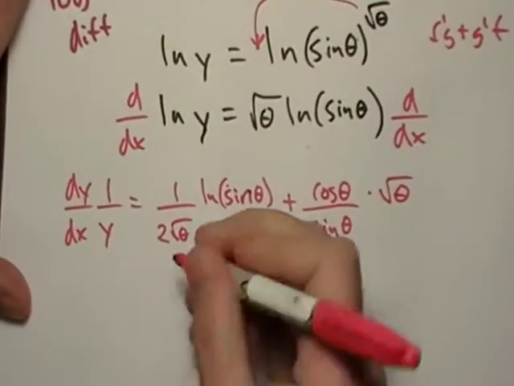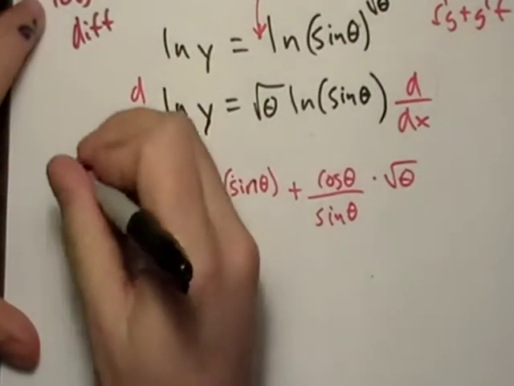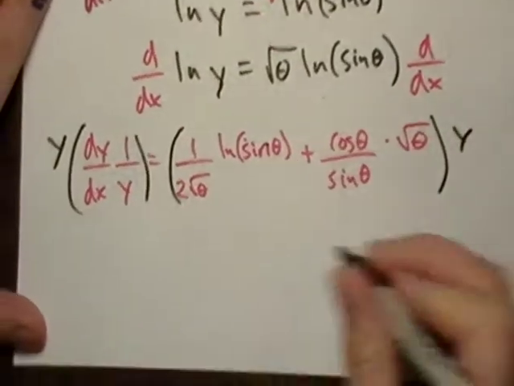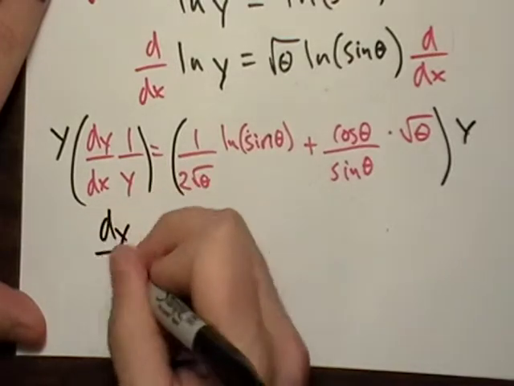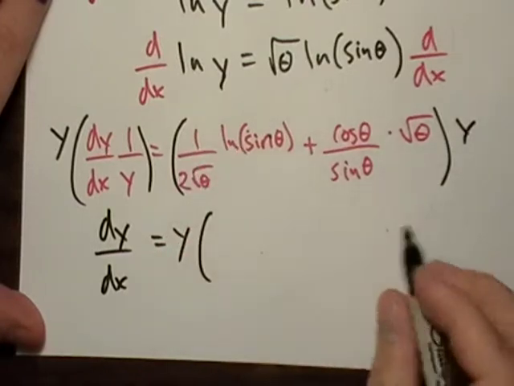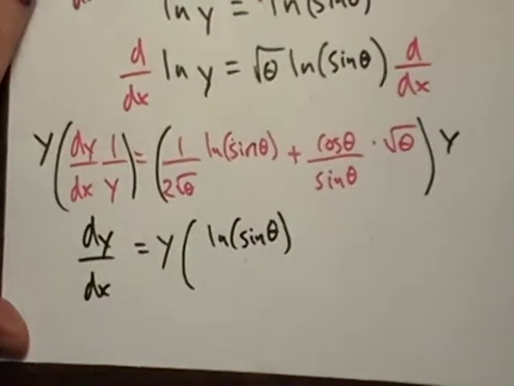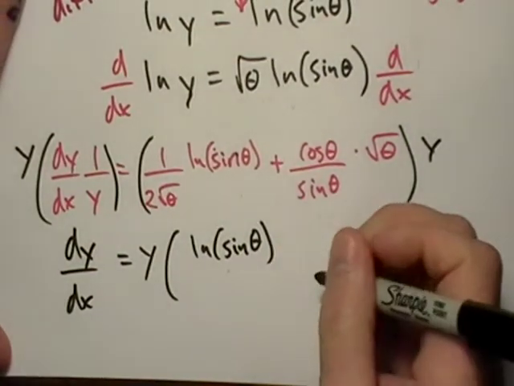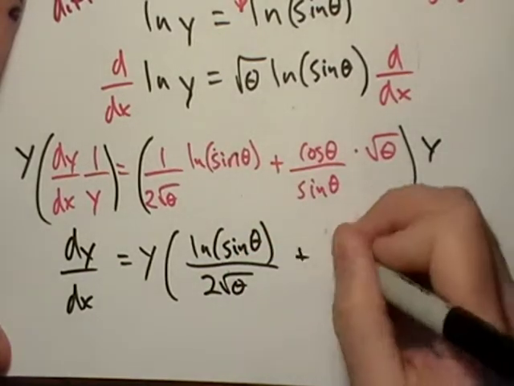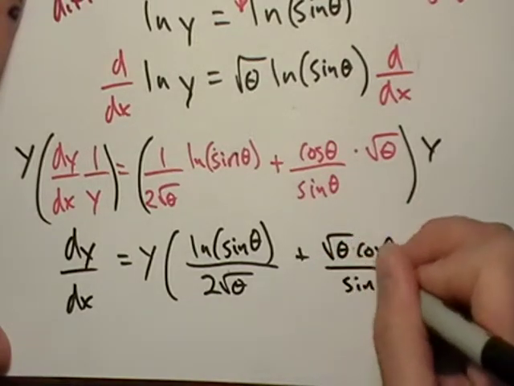Alright, so let's see if we can't just kind of break it down a little bit. First thing I'm going to do, I'm going to multiply both sides by y, okay? So that's going to give us a y over there. So I'm going to go ahead and write dy dx is equal to y times, and what do we got here? We got natural log sine theta over 2 times square root of theta plus square root of theta cosine theta over sine theta.